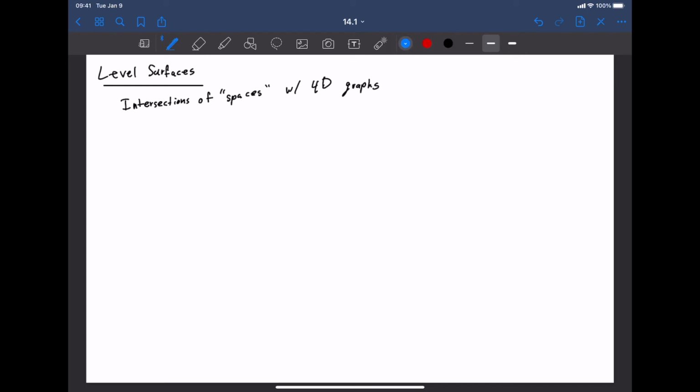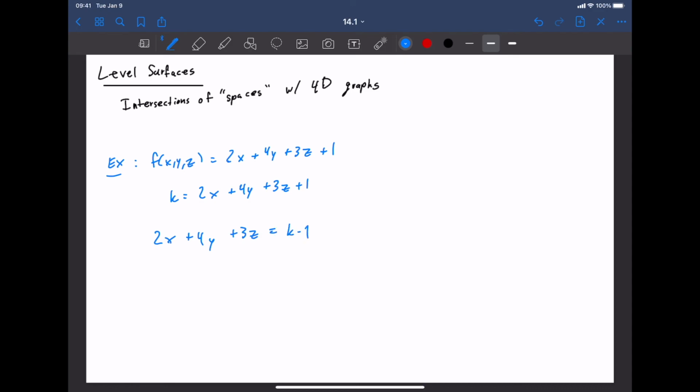Okay, so for instance, if I have f of x, y, z, plus 1. All right, now don't get twisted. This is not a plane. Why is it not a plane? Because when I go to substitute the function with k, you'll notice there's 4 variables. Now, k is supposed to be a constant. So if we want to get this into a normal plane type form, k minus 1. And these would all be planes.